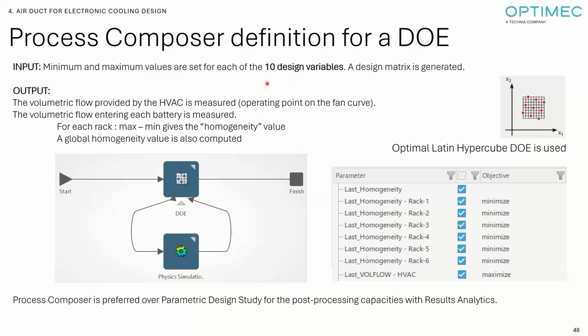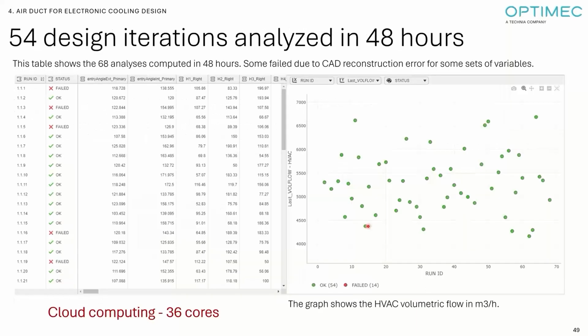The input, of course, are the design variables, and the output we want to focus on is the volume flow from the HVAC, to make sure we maximize the volume flow from the HVAC. And we are measuring the volume flow getting inside each of the batteries to make sure that the difference between the maximum and the minimum is reduced. So we will have a more homogenized flow, a better distributed flow across each of the batteries. And we were able, in 48 hours of compute time, to generate 54 design iterations.